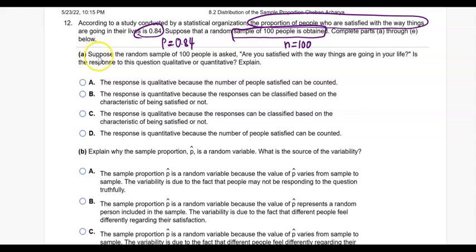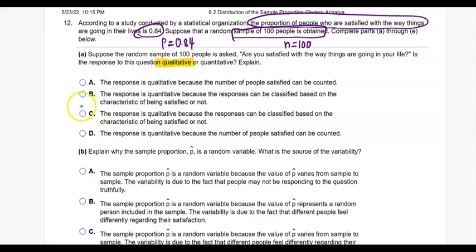Part A. Suppose a random sample of 100 people is asked, are you satisfied with the way things are going in your life? Is the response to this question a qualitative or quantitative variable? Obviously, the response to this question is going to be yes or no. So that must be a qualitative variable. Qualitative.